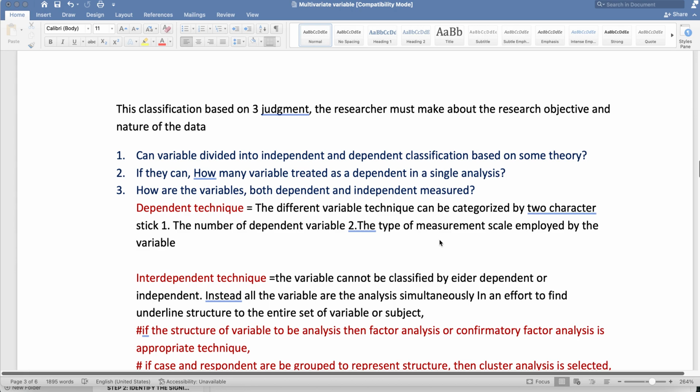Dependent techniques. The different variable techniques can be categorized by two characteristics. Number one, the number of dependent variables, and second, the type of measurement scale employed by the variables.